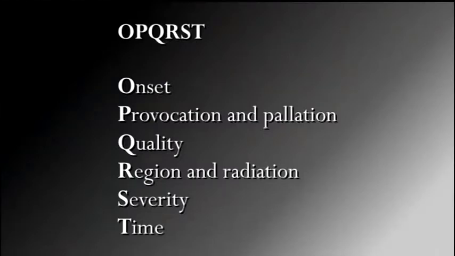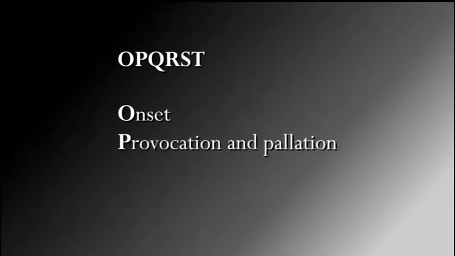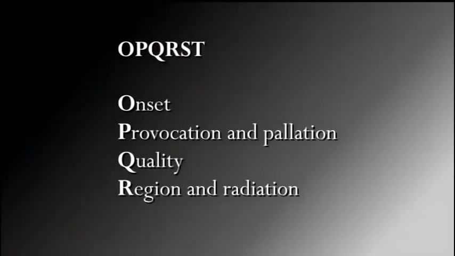OPQRST can help explore a complaint of pain. O stands for onset. You would ask what the patient was doing when the pain started or what caused it. P stands for provocation and palliation, meaning what makes it feel better or worse. Q stands for the quality of pain. To assess quality, you will ask the patient to describe what the pain feels like. They should give you an answer such as sharp, tearing, or pressure. R stands for region and radiation, meaning where it hurts and if that pain moves anywhere, such as the neck, jaw, back, or shoulder.